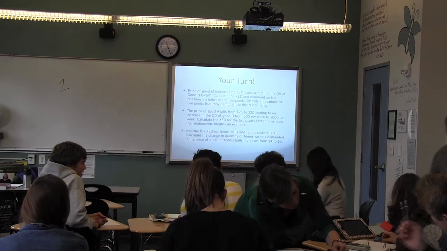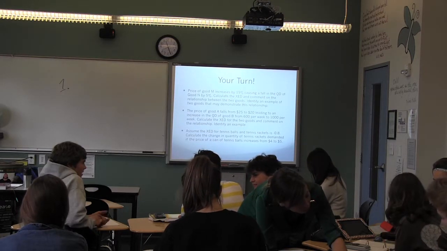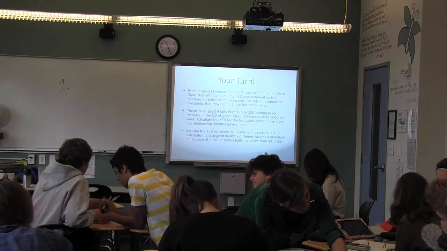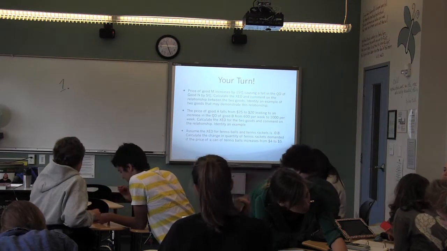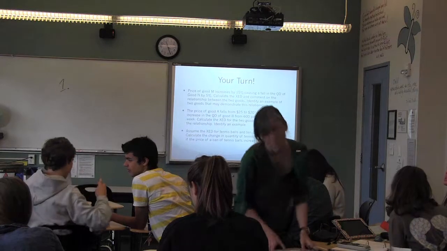Yeah, but wait. The price goes from 4 to 5. So the original price is 4. So at the bottom here, what should it be? It is the new price minus the old price, divided by the old price.